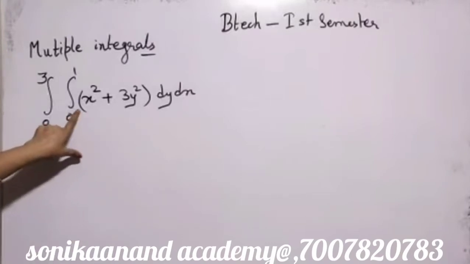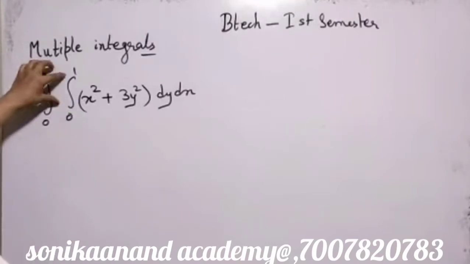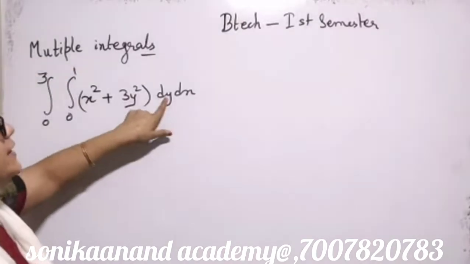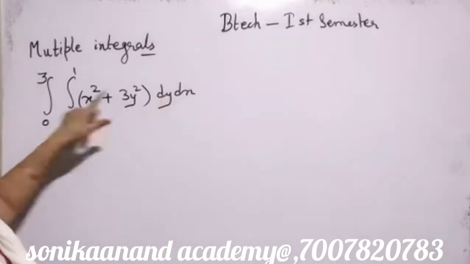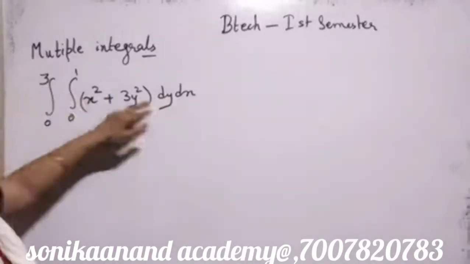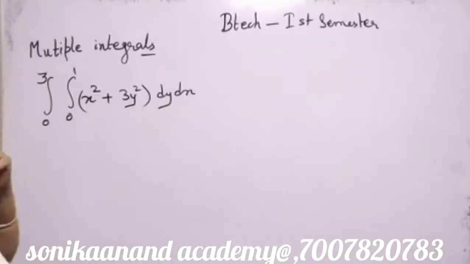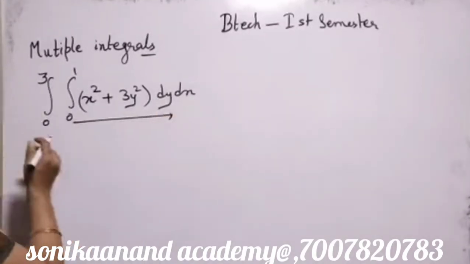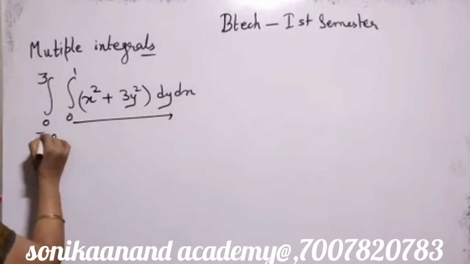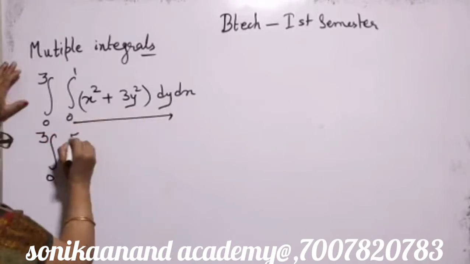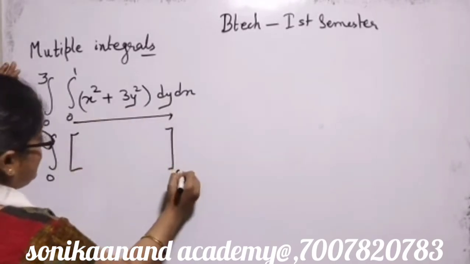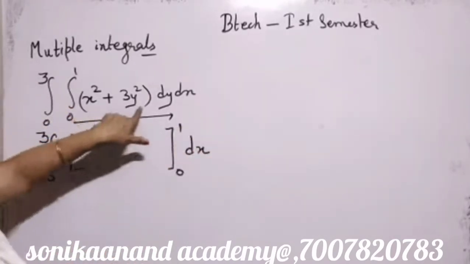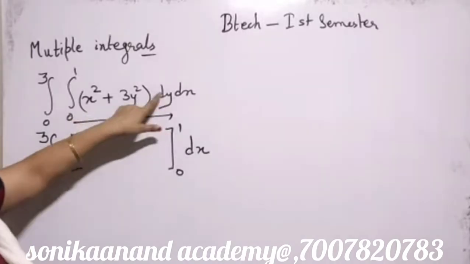You just note it here, this limit from 0 to 1 is for integrating dy and the limit 0 to 3 is for dx. Okay. So firstly integrate this one. As we know how to integrate, do it in this way. When you integrate, write the limits in square brackets, write dx over here, and integrate this function with respect to y.